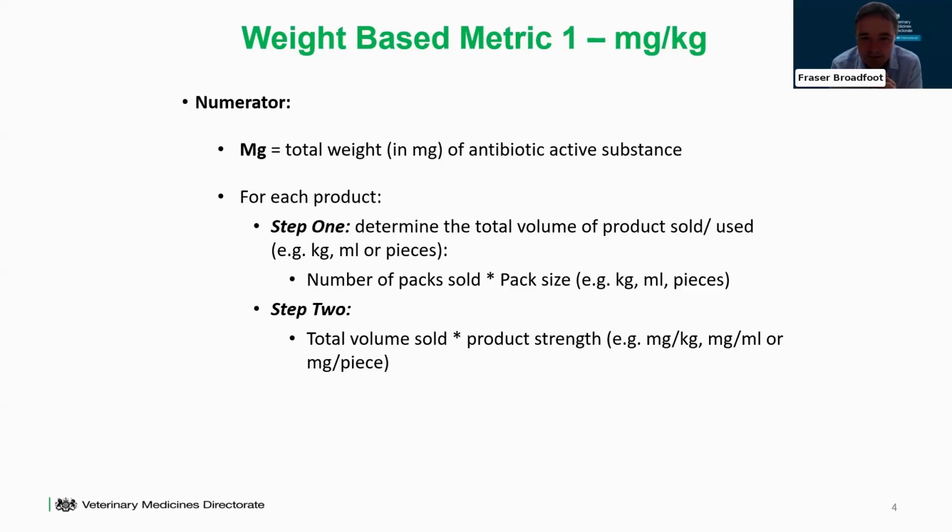So that's the core bit of information that you need to collect in order to do this part of the calculation. And then the second bit of information you need to know is the strength of the product. For example, how many milligrams of active are there per kilogram of product, or per milliliter of product, or per tube, or whatever the product is. So step two is multiplying the total volumes with the product strength.